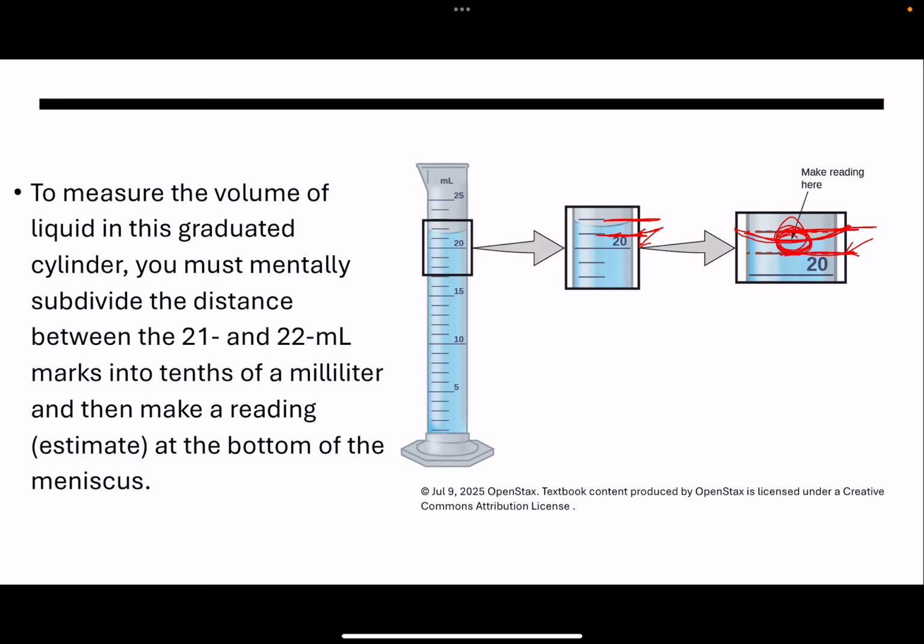So for instance, let me go back to this. This is most likely what we would consider to be 20 point, it could be 6, so 20.6 maybe. But we know that this number could be plus or minus the 0.1. So it could be technically 20.7 or it could be 20.5. This last number is the estimate.